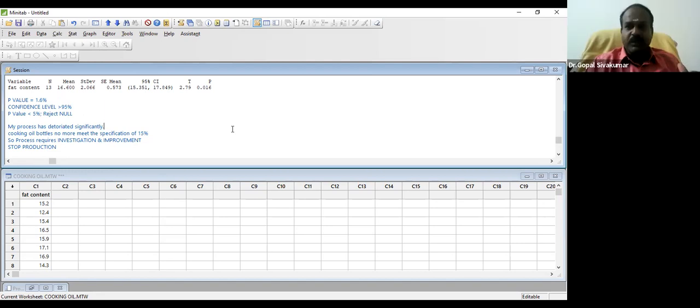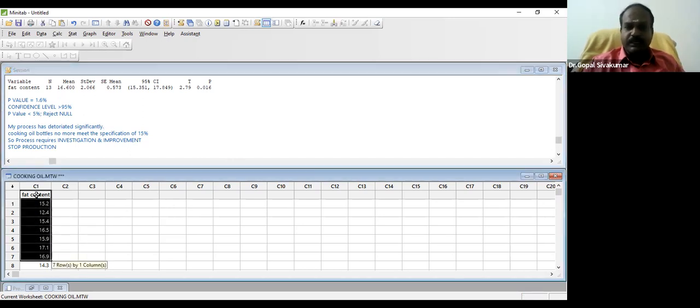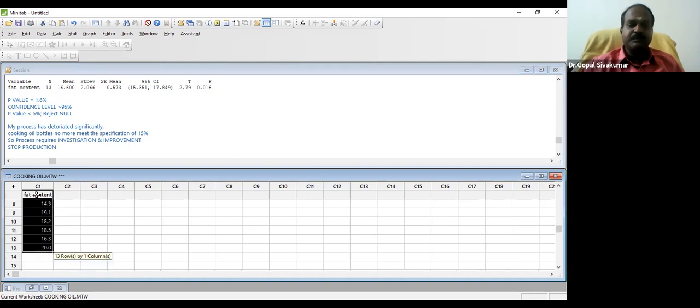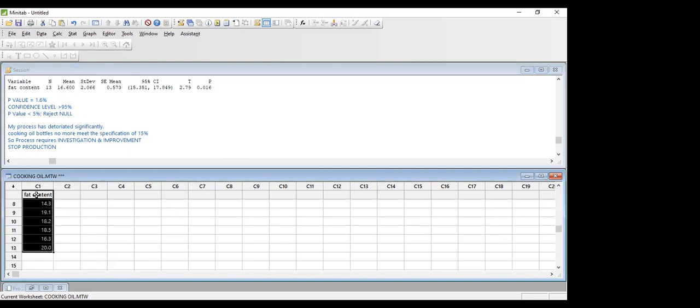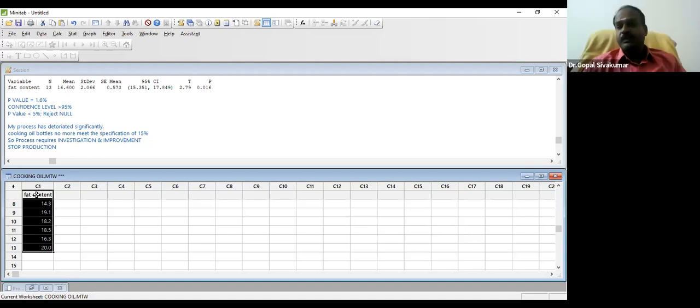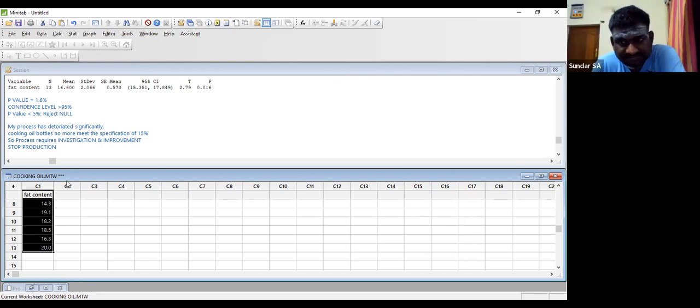So a decision of going to the level of stopping the production, initiating the investigation, and seeking improvement in the process, you are triggering based on the experiment you have done. What is the experiment you have done? You have studied 13 samples, am I right? Yes, correct. Either you shake your head on video, or otherwise you speak. Yes, sir. All right. So do you understand?